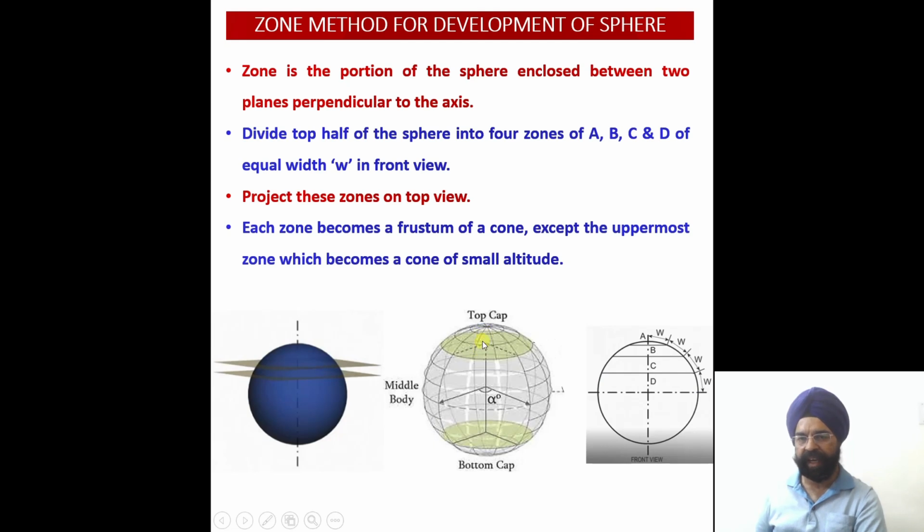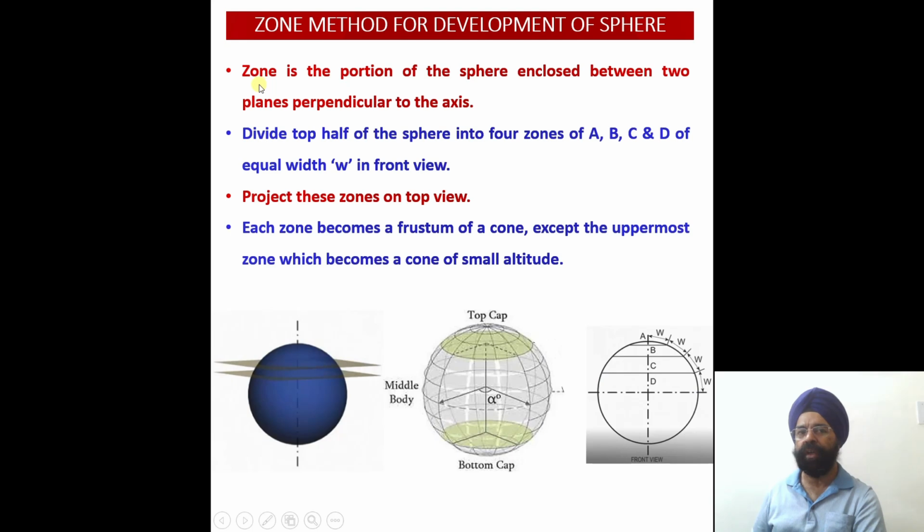So just see here again, zones have been formed, and these are the cutting planes which are going to cut this sphere into an equal number of parts. Here we have assumed that we have divided it into 4 zones. You can divide it into 3 equal zones also, if the sphere size is small.